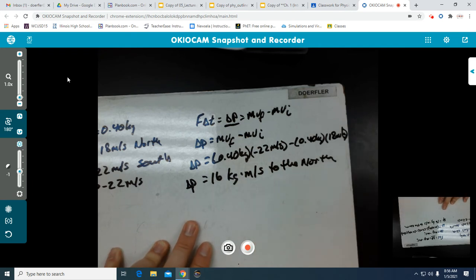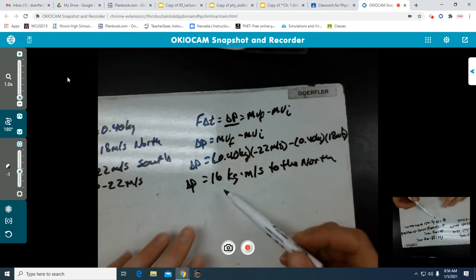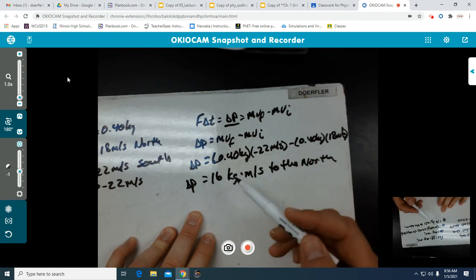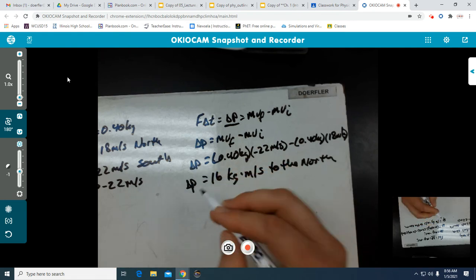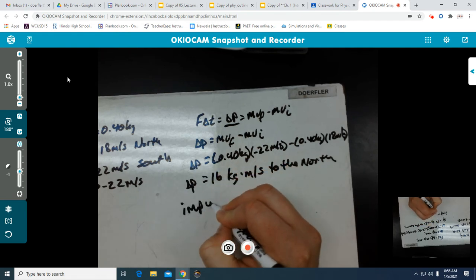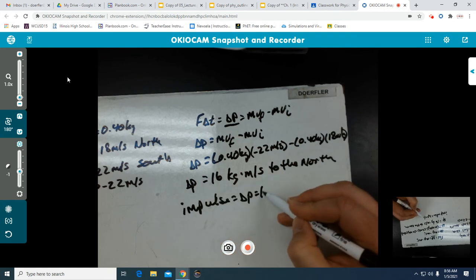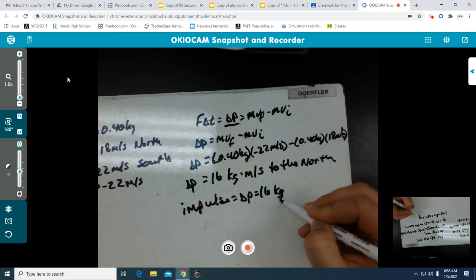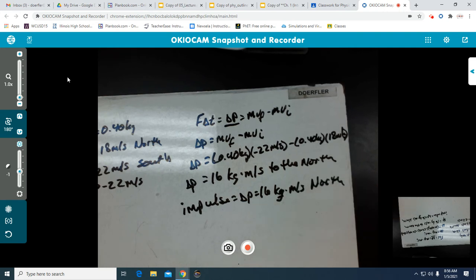So what that means is, again, we're going to have a negative value, but eventually you're going to change that negative out and you're going to get to the north. So that means your impulse is equal to delta P, which is equal to 16 kilograms times meters per second north.